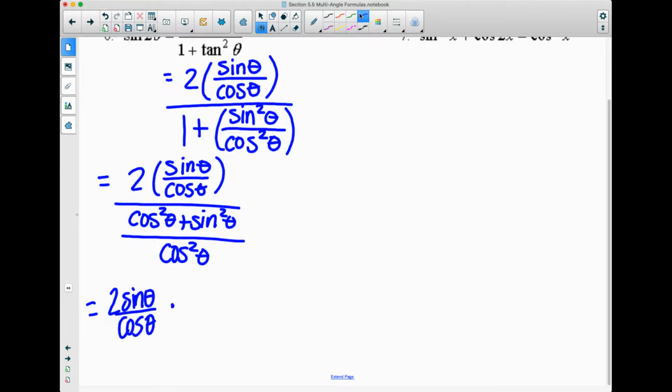So then that becomes cosine squared theta over 1 if we multiply by the reciprocal. Would that be the 1 plus cosine squared? It became cosine squared over cosine squared. Oh. So then one of my cosines cancels with that one, and 2 sine theta cosine theta equals the sine 2 theta that we were looking for.